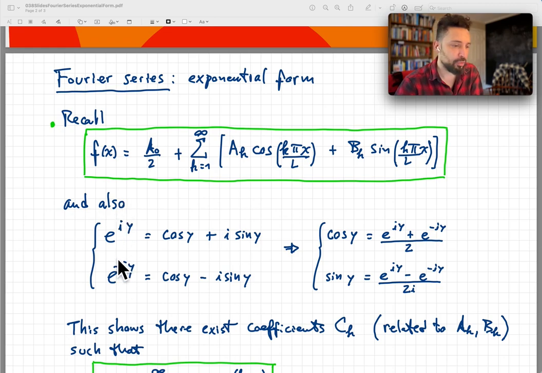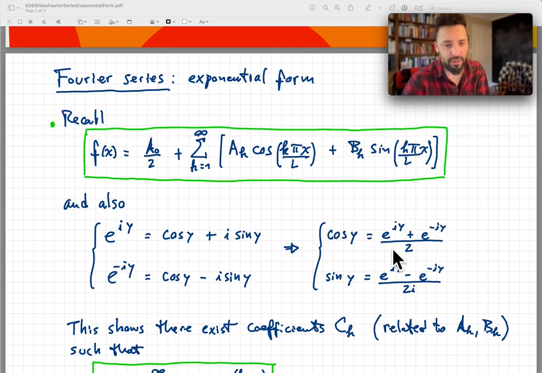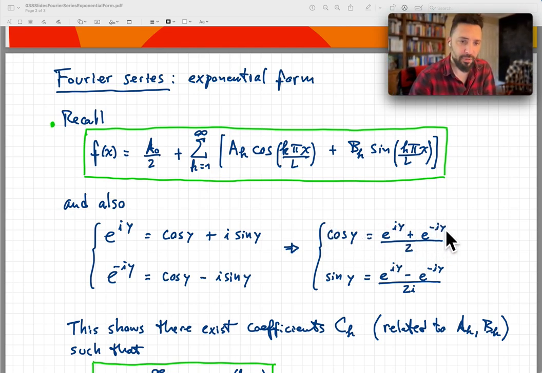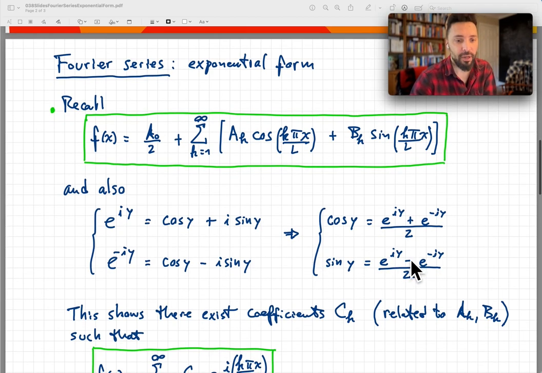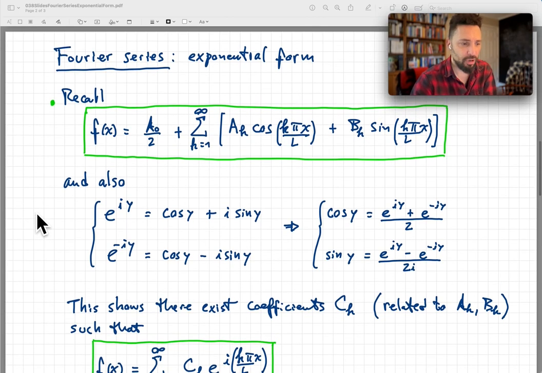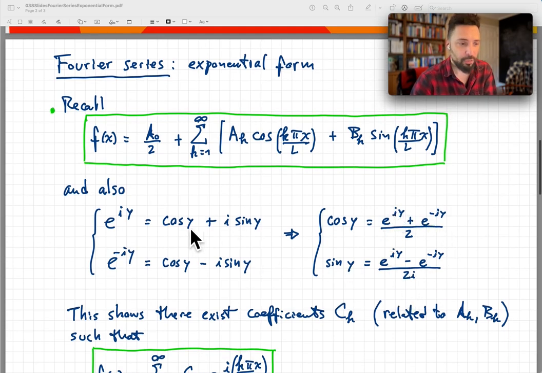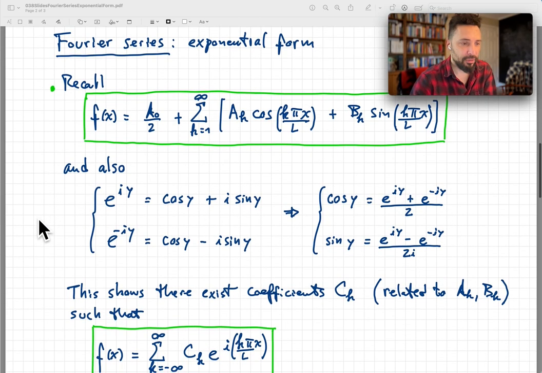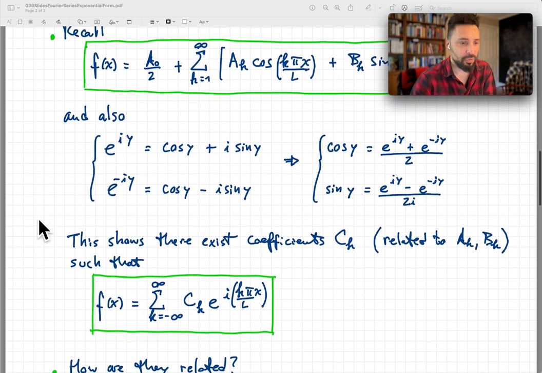You can combine these two, add them or subtract them, divide by 2 or by 2i, and you can easily derive these identities. So the cosine of y is e to the i y plus e to the minus i y divided by 2, and the sine of y is e to the i y minus e to the minus i y divided by 2i. So these are classic identities. These are things that if you're interested in a career in physics or astronomy or probably any kind of engineering, you would want to know very well, since Fourier series and Fourier transforms play such an important role there.